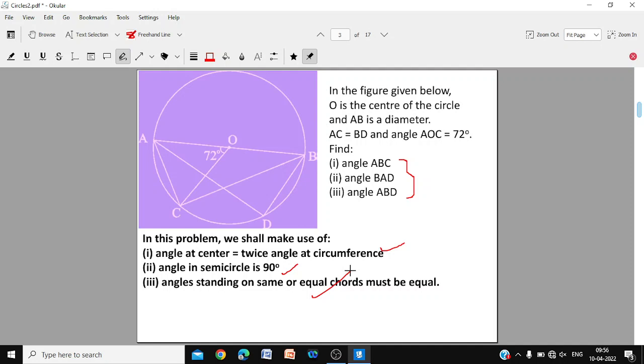Because we have a diameter, we obviously will need angle in semicircle, and since angle at the center AOC is given, you will need the angle at the circumference. And since two chords are equal, AC equals BD, this suggests that you will also need this concept: angles standing on equal chords must be equal. The question itself will give you the suggestion.